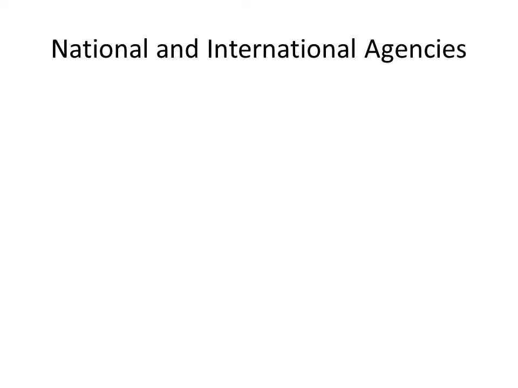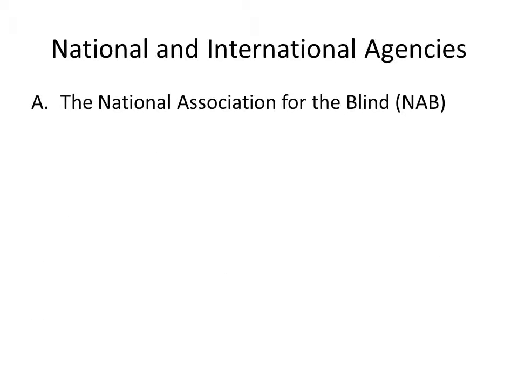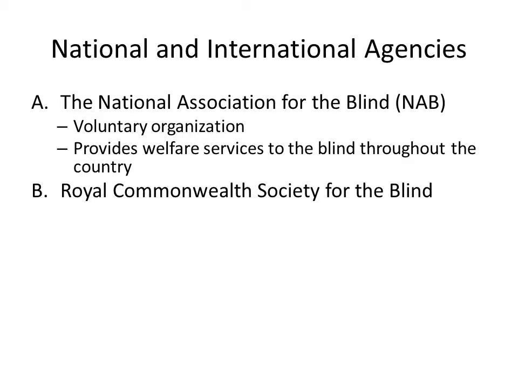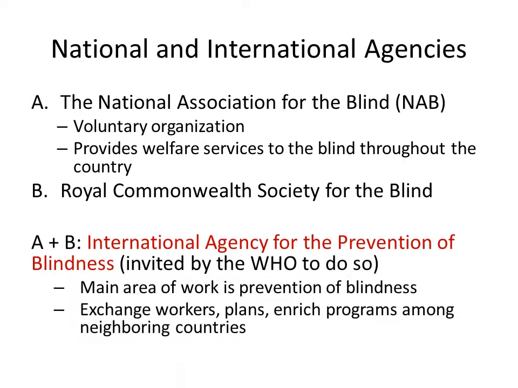National and international agencies are involved in the work of preventing blindness. The National Association for the Blind is a voluntary organization and provides welfare services to the blind throughout the country. The Royal Commonwealth Society for the Blind also works for the same end.